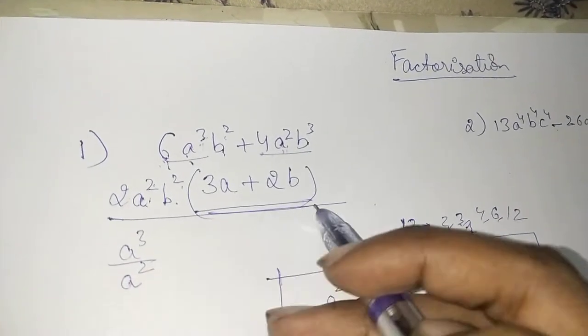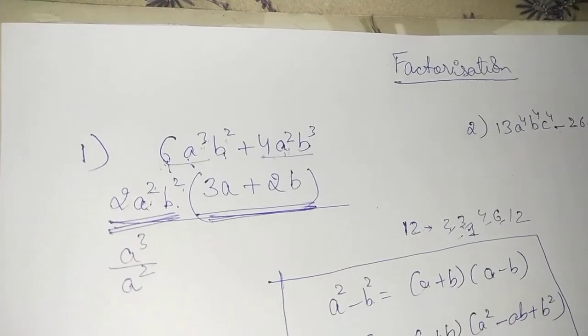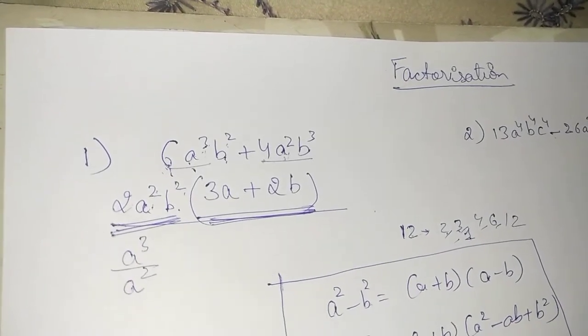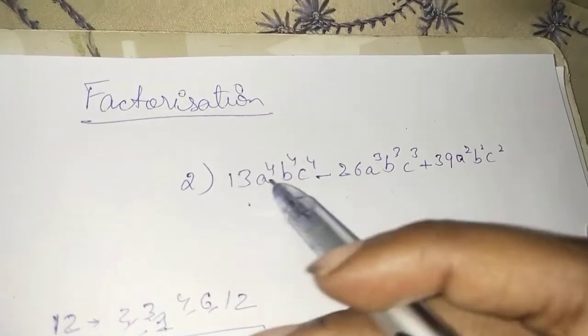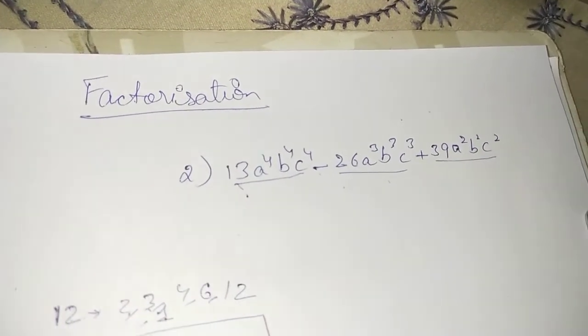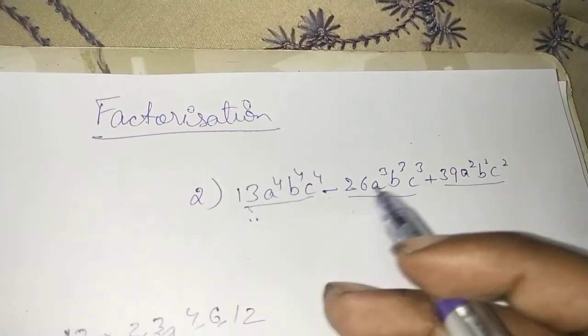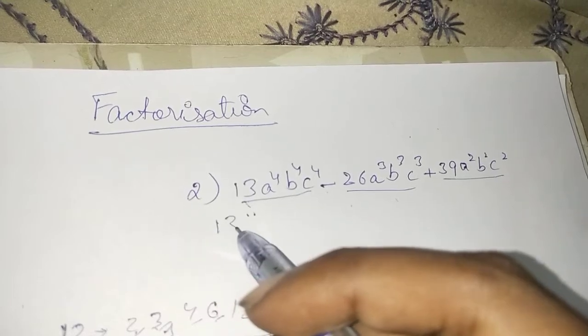So this will be the thing left over, and this will be your common factor. Let's move ahead. Now what if we have 3 terms? Again the same funda. Look into each of the terms. This is one term, second term, and third term. What is the number part? 13, 26 and 39. Find out the HCF, and that will come out to be the number 13.